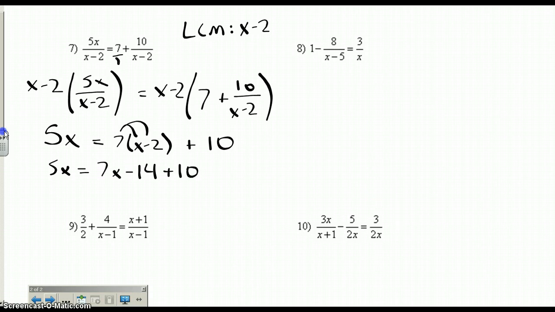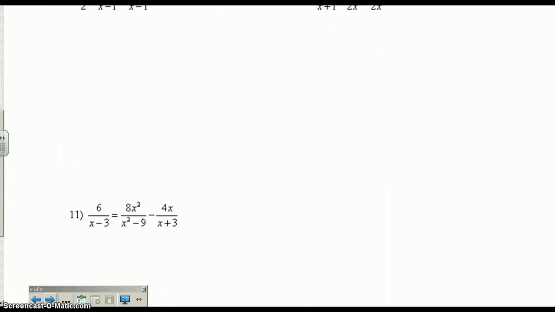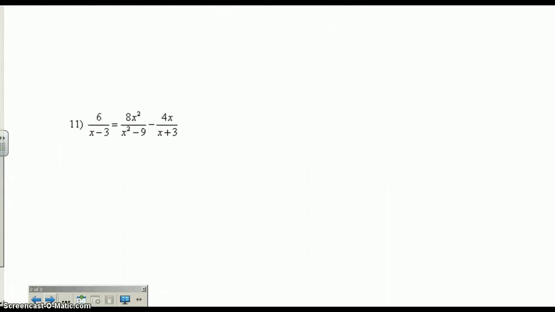And now we just solve. Subtract 7x. Negative 2x equals negative 4. Divide by negative 2, I get positive 2. Let's do one more problem on the bottom. Number 11. This one's a little different because it's not really clear to see the least common multiple there.